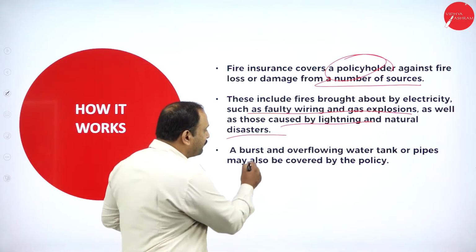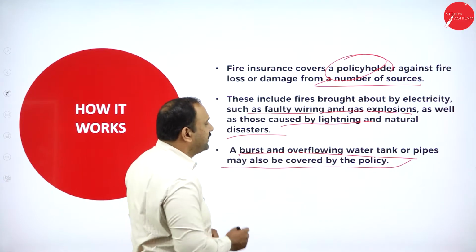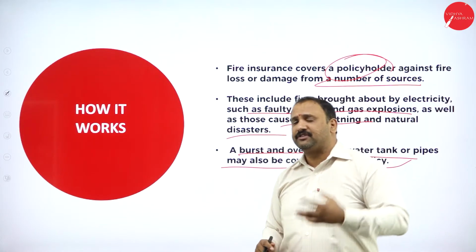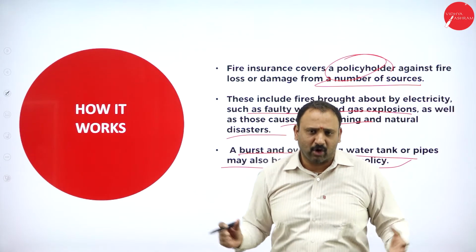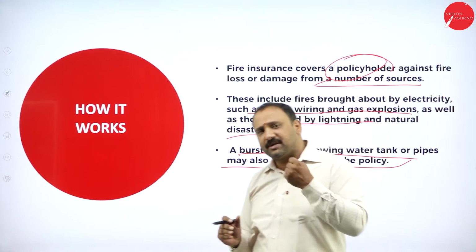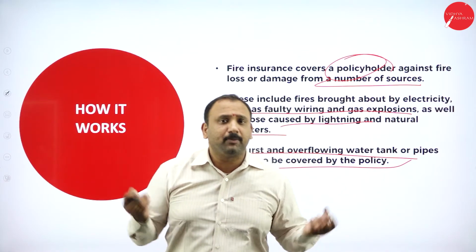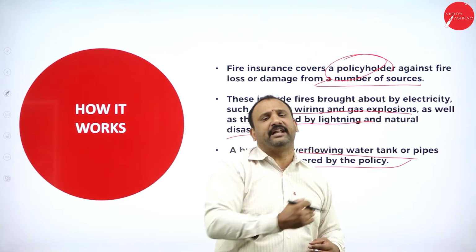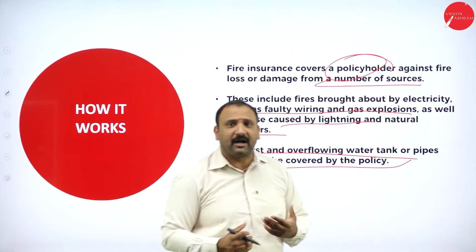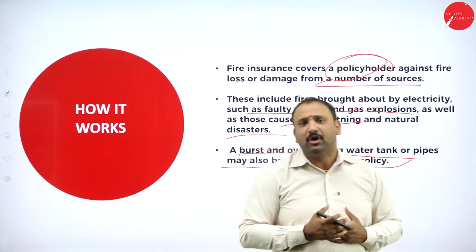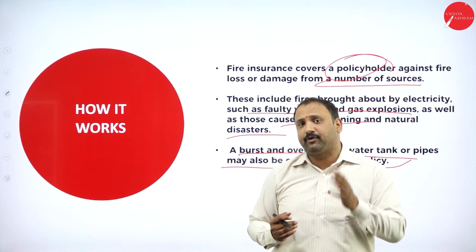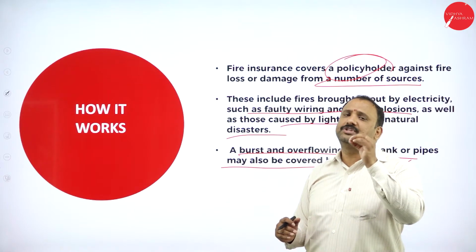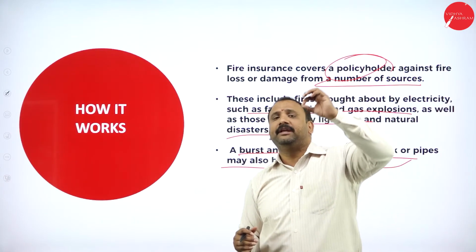Now, a burst or overflowing water tank or pipes may also be covered by the policy. This is also something new which is coming up. When there's a flash flood or a breakout because of which a property is damaged, that might also be covered. When I say fire insurance, they are trying to include certain additional areas which might also be covered. So it is highly important for us to understand, when we read that policy document, what are all the factors under which they are trying to cover us and how it is being looked after.